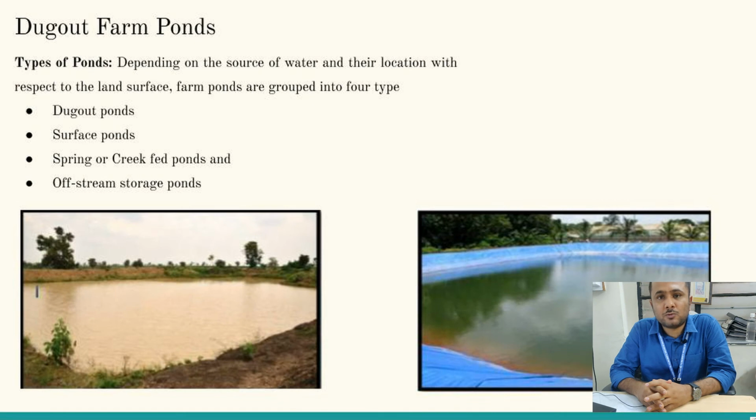Let us discuss the types of farm ponds. First one is dugout ponds. The second one is surface pond. Third one is spring and creek fed ponds. Last one is off-stream storage ponds.